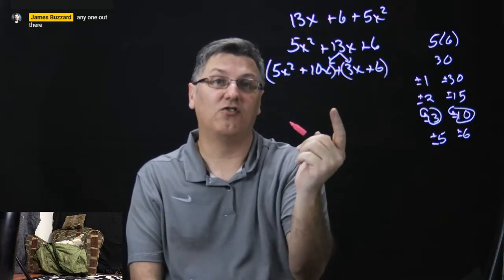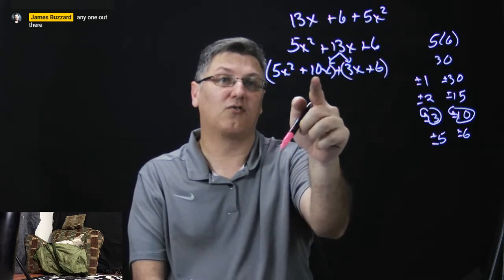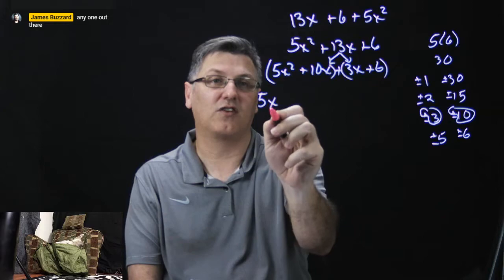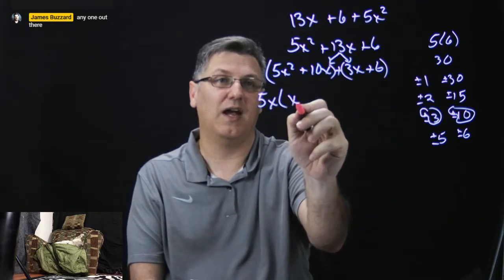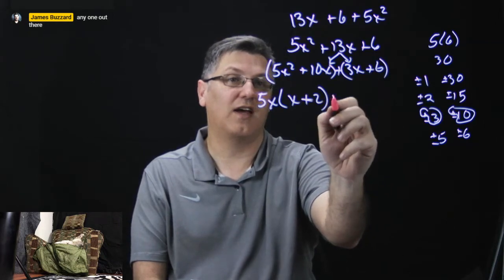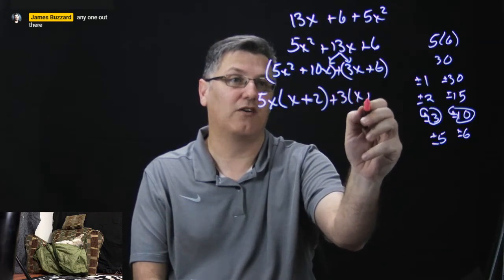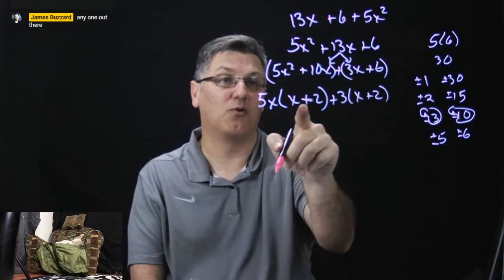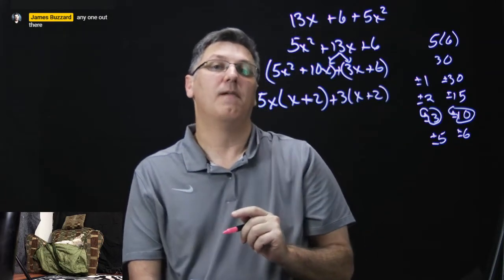And then I want to factor a GCF out of each term. 5x squared and 10x both have a 5x in common, and this is going to give me x plus 2. 3x and 6 have a 3 in common, and this gives me x plus 2. If it's factorable, these terms will be the same.